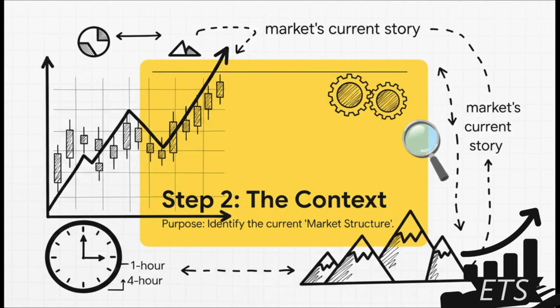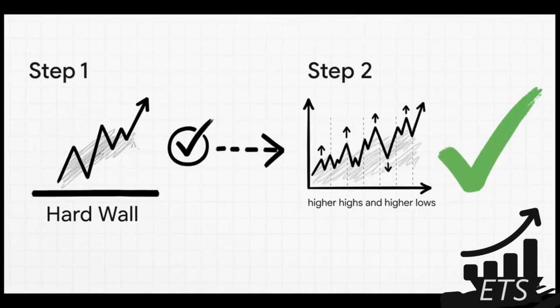Next up, step 2 is the context. We usually find this on the 1-hour or 4-hour chart. Think of it like a bridge. Its job is to show us the market's current story inside of that bigger picture we just saw. So here's the key. This step is all about confirming what you saw in step 1. If your daily chart is sitting on that hard wall of support, what you want to see here on the 4-hour chart is the beginning of higher highs. That's your signal that your big picture idea is on the right track.